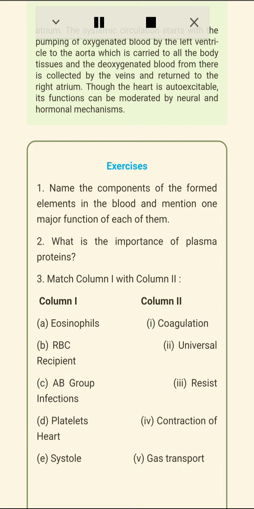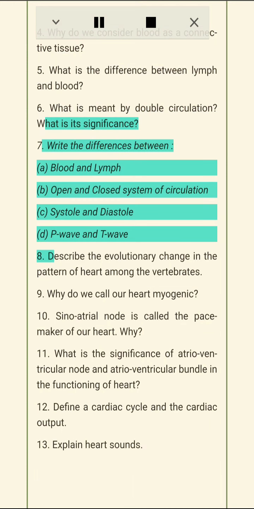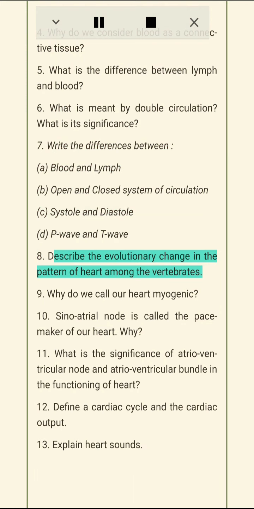4. Why do we consider blood as a connective tissue? 5. What is the difference between lymph and blood? 6. What is meant by double circulation? What is its significance? 7. Write the differences between: A, blood and lymph; B, open and closed system of circulation; C, systole and diastole; D, P wave and T wave.